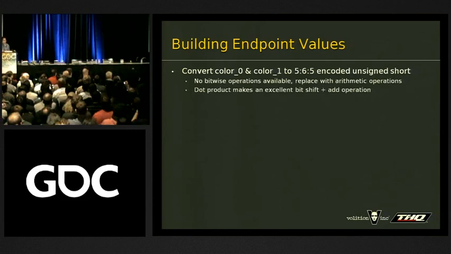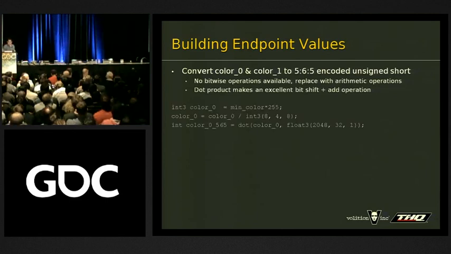So once you've got your endpoints through your min and max, you have to start building your binary color values. Now, on a GPU, especially with Shader Model 3.0, there are no bitwise operations that you would typically use for doing shifting and masking and things like that. Not really that hard to deal with, though. You can replace these with arithmetic operations.